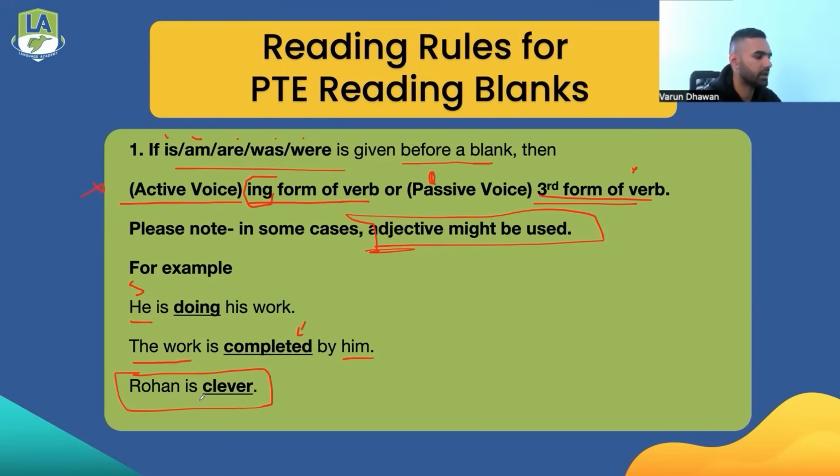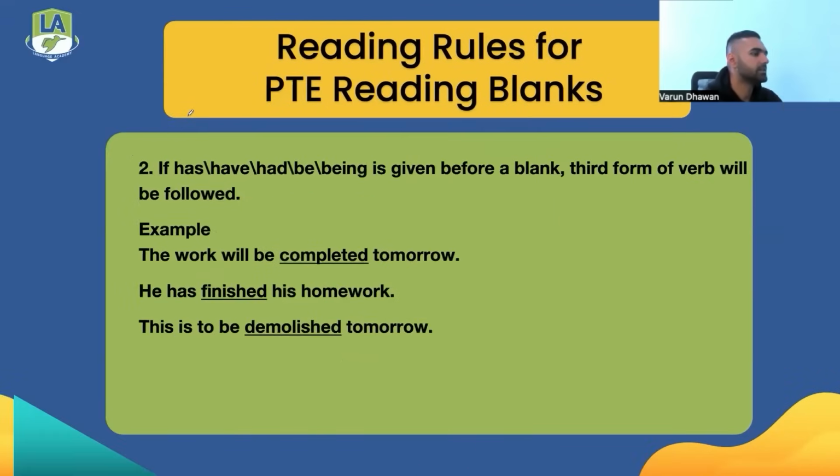You will simply use an adjective. What is an adjective? It gives you more information about the noun, right? So Rohan is clever. This is very rare. You have to focus more over here and here. So any blank after is, am, are, was, were will either be ing form or third form of verb. Remember this thing.